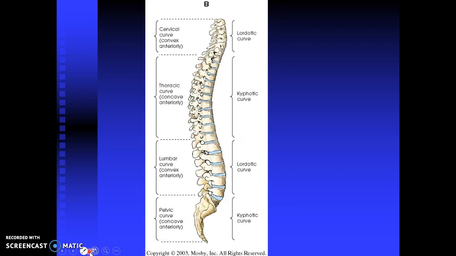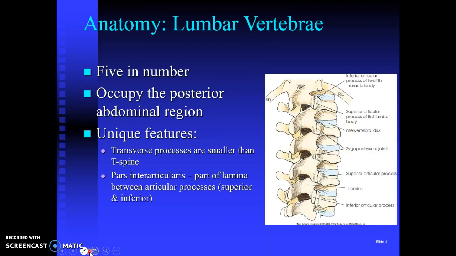So as a reminder, the curvature of each section of the spine includes the cervical spine with a convex or a lordotic curve. The thoracic spine has a concaved or kyphotic curvature. Now the lumbar spine has a convex or lordotic curvature, and the pelvic area with the sacrum and coccyx has the concaved or kyphotic curvature.